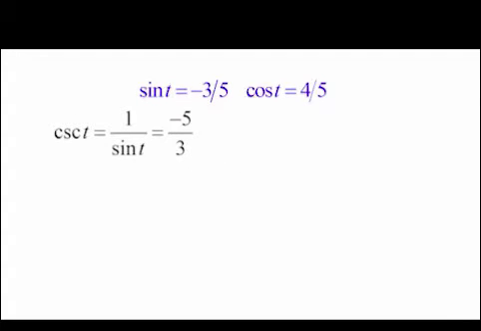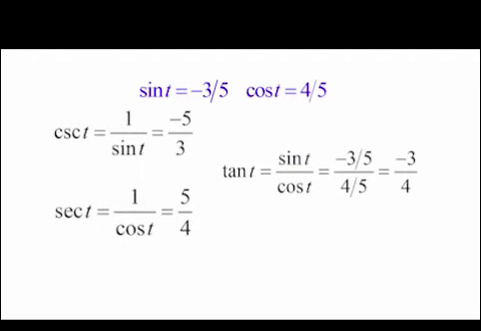Cosecant is the reciprocal of sine, so cosecant t is equal to negative 5 over 3. Secant is the reciprocal of cosine, giving us 5/4. Tangent is sine over cosine, so tangent t is equal to negative 3/5 over 4/5, which is equal to negative 3/4. And finally, cotangent is the reciprocal of tangent, giving us negative 4/3. We now have all trigonometric values.